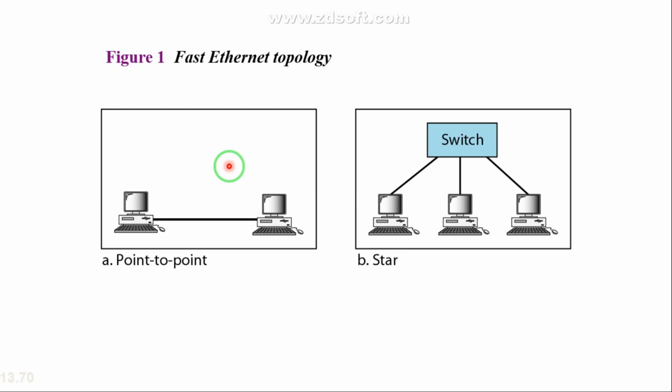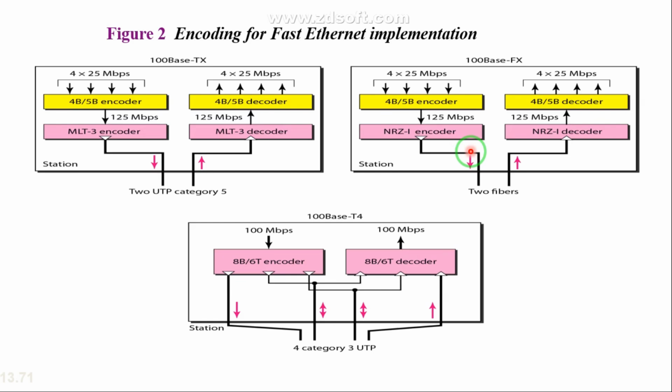Now, to be able to handle the 100 Mbps data rate, several changes need to be made at the physical layer. So basically, if we talk about the topology, fast Ethernet is designed to connect two or more stations. If there are only two stations, then these two stations can be connected point to point. If there are three or more stations, they need to be connected in a star topology using a switch or hub.